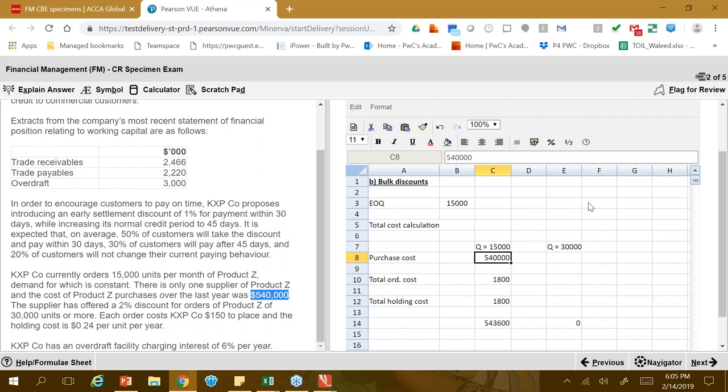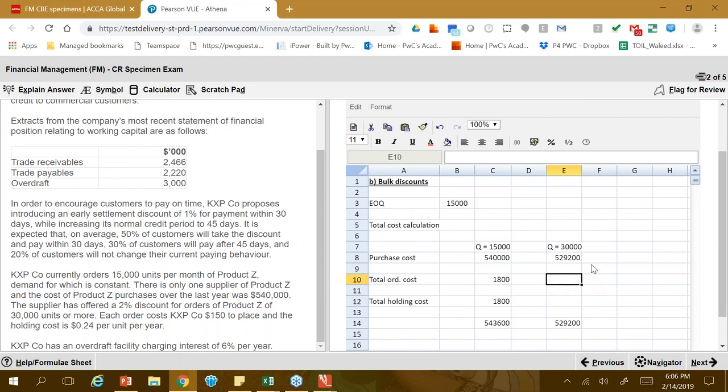Now, let's go into the bulk discounts. Well, how much discount are we going to get? 2%. So what we'll simply do is take this 540 again, the C8, and take 98% of that. It means that we have deducted the 2% discount from the total purchase cost of $540,000. So 540,000 at 98% means the discounted cost is 529,200.